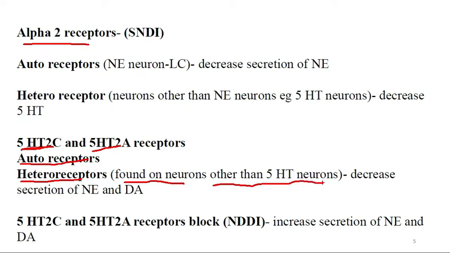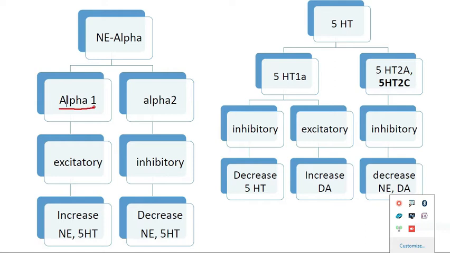So what is the function of the alpha 2 receptors and the 5-HT2C receptors? We will see it in the next slide. Remember, alpha 1 receptors are excitatory in nature, whereas alpha 2 receptors are inhibitory in nature, whether they are autoreceptors or heteroreceptors. Alpha 1 autoreceptors increase the level of norepinephrine, whereas alpha 1 heteroreceptors increase the serotonin level. Likewise, alpha 2 autoreceptors decrease the level of norepinephrine, whereas alpha 2 heteroreceptors decrease the level of serotonin.